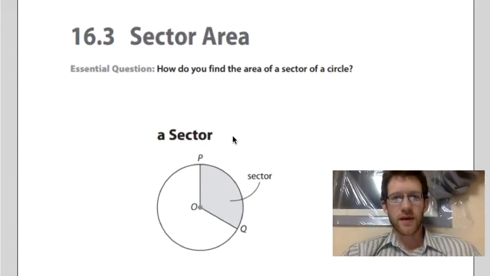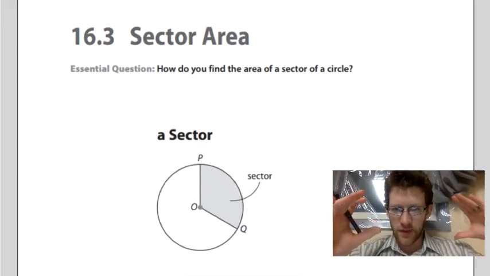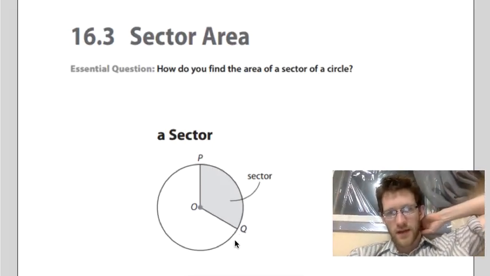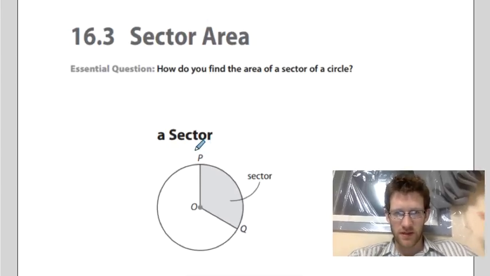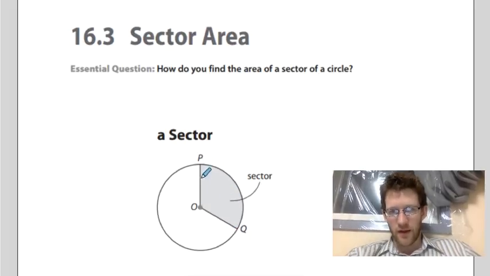This is 16.3. It's about sector areas, and I think you'll find it'll be pretty short and pretty sweet. If you can do the arc length stuff, you can do the sectors pretty easily here. Just a quick definition of sector: a sector is formed by a central angle, and it's the area of that portion of the circle, right?